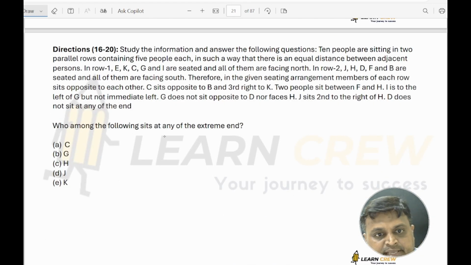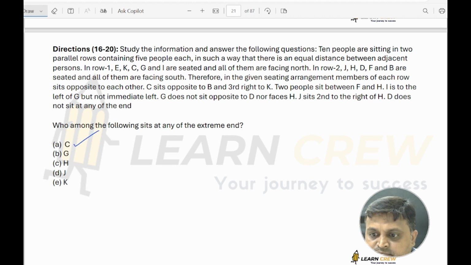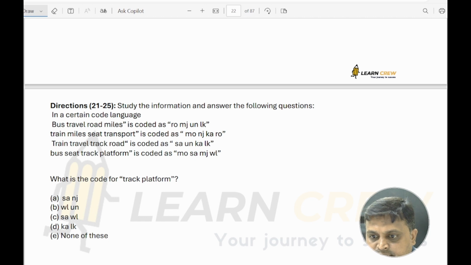Who among the following sits at any of the extreme end? Already we calculated who sits at any of the extreme end. Already we did, it is C. Next.